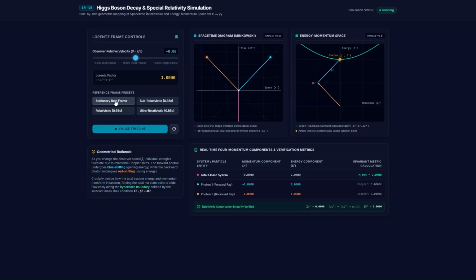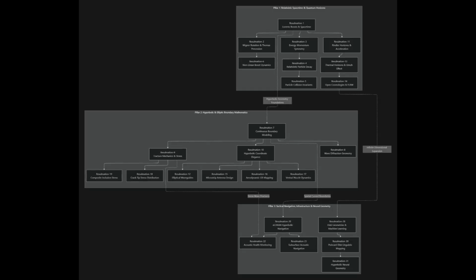However, when viewed by an observer in motion, a Lorentz transformation causes the forward-moving photon to gain energy and momentum through relativistic Doppler blue shifting, while the backward-moving photon simultaneously loses energy and momentum via red shifting.